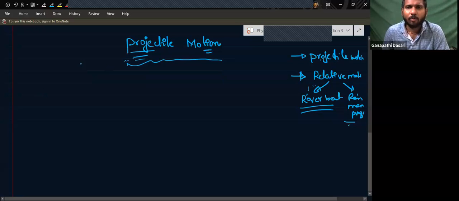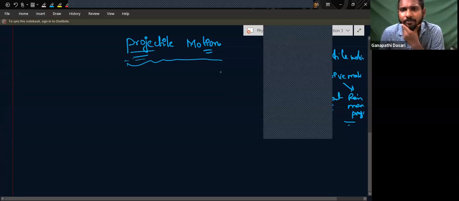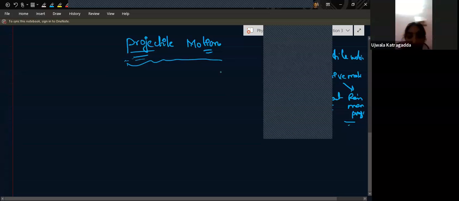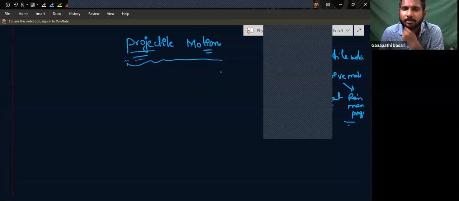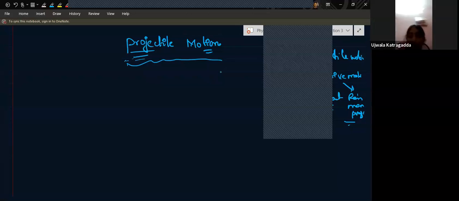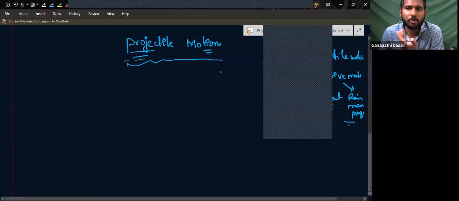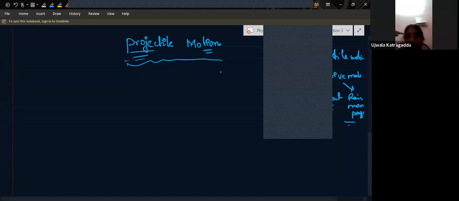Okay, projectile. What do you know about projectile? When an object is thrown, then it takes projectile motion. If an object is just thrown, then you will find projectile motion. It takes a parabolic path.